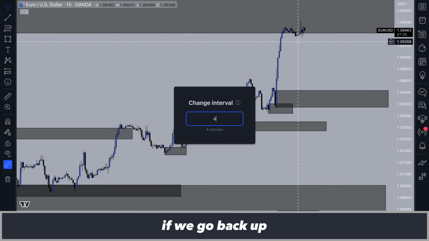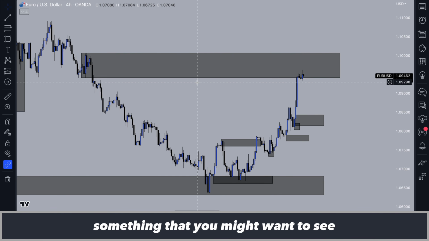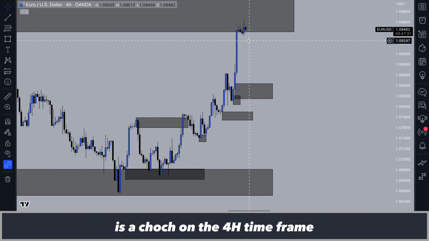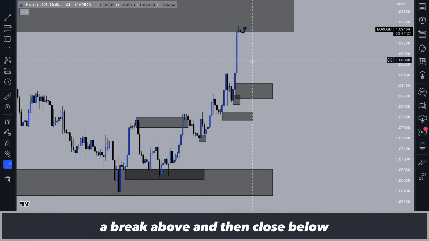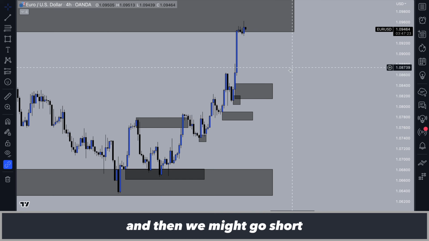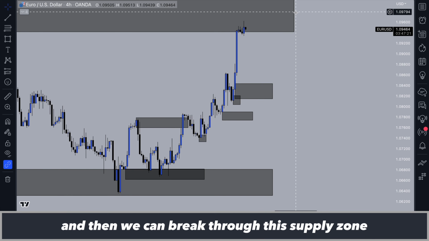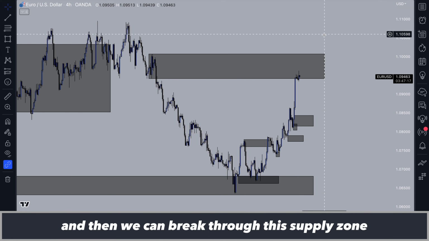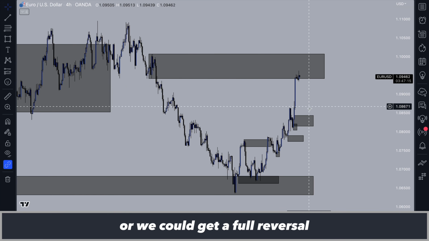And as I mentioned about that, if we go back up to the 4-hour, something that you might want to see is a change of character on the 4-hour time frame. Break above and then close below, and then we might go short, either just to this demand zone and then we can break through this supply zone, or we could get a full reversal.